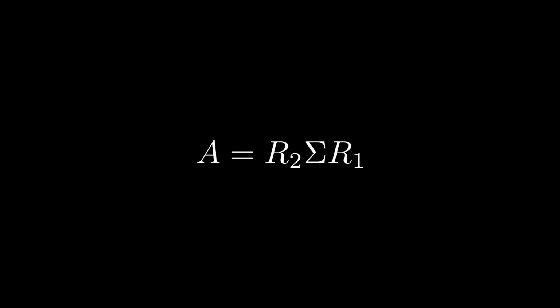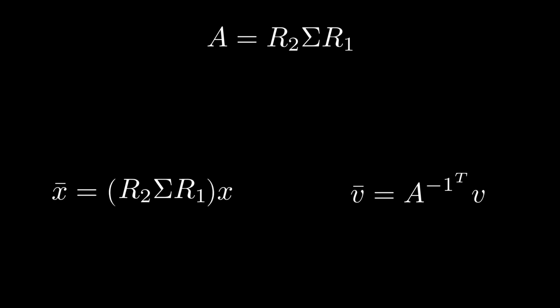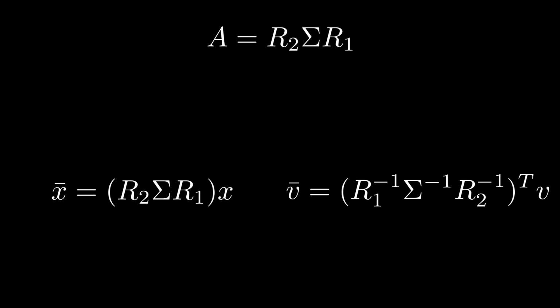So let's go back to our forward transformation rule, which looked like this. If we now represent A by its SVD factorization, then look what we get for A inverse transpose. We can distribute the inverse into the parentheses if we reverse the order of the multiplication.